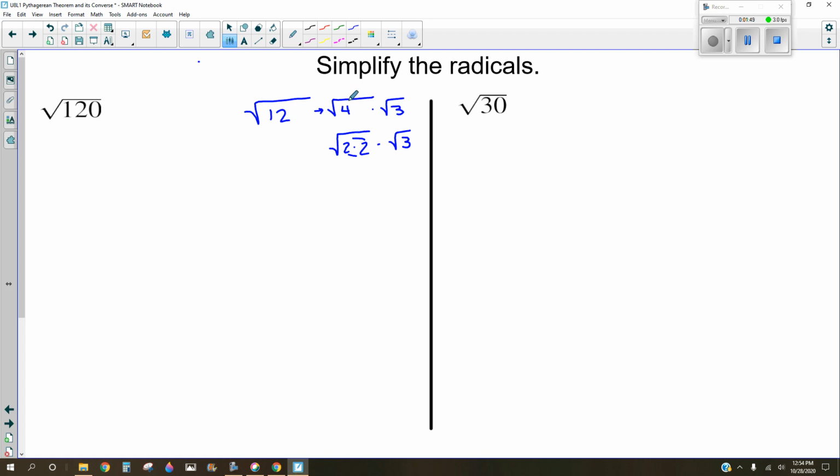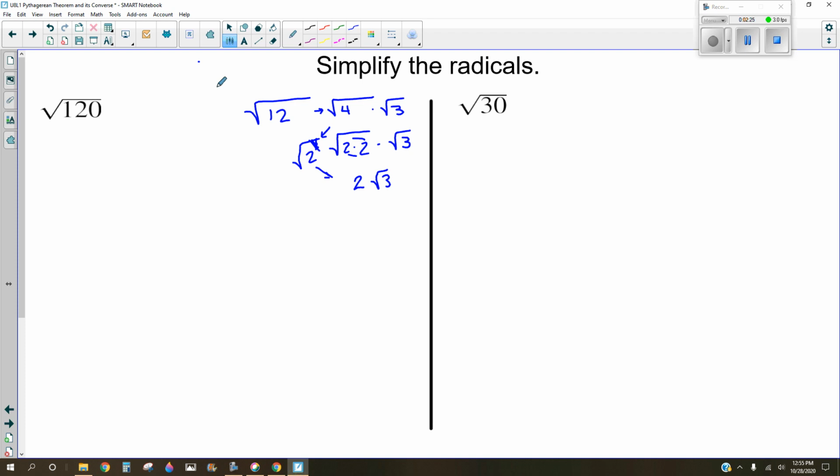So this is why when you take the square root of 4, it becomes a 2, because this is the same thing as saying 2 to the second power. And a square root and a second power cancel each other out. So all I'm left with is the 2, because there's two 2's. It's 2 to the second power, and the second power and the radical cancel. So I would simplify and I would get this. Okay? So we're going to do this to simplify the square root of 120 in a very similar manner.